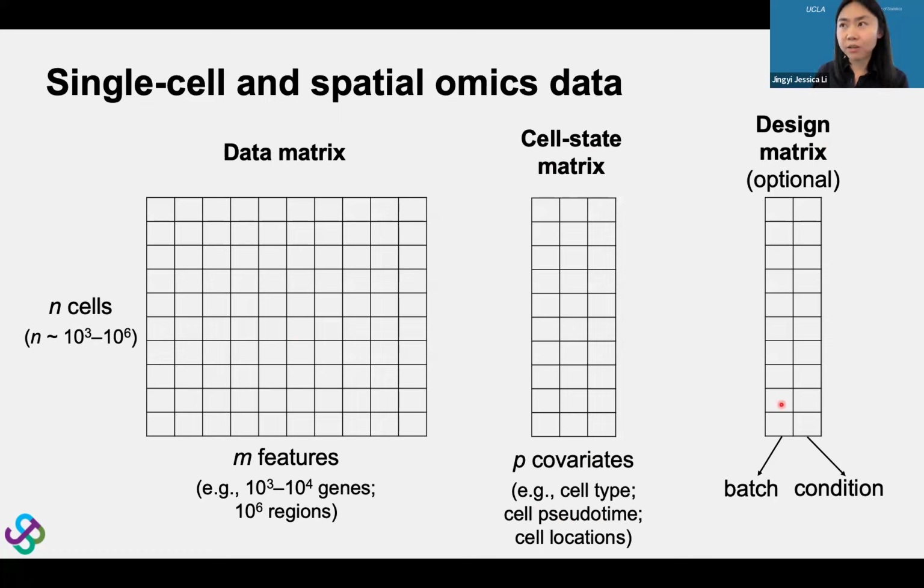And sometimes we may also have a design matrix. A design matrix is about the data collection. We may have data collected in different batches, so we have a batch character vector. And we also can have multiple conditions, or more than one condition, to study. Typically the between-condition differences for each feature are of our interest, while the batch effects are not of our interest, and they are a confounder we want to remove.